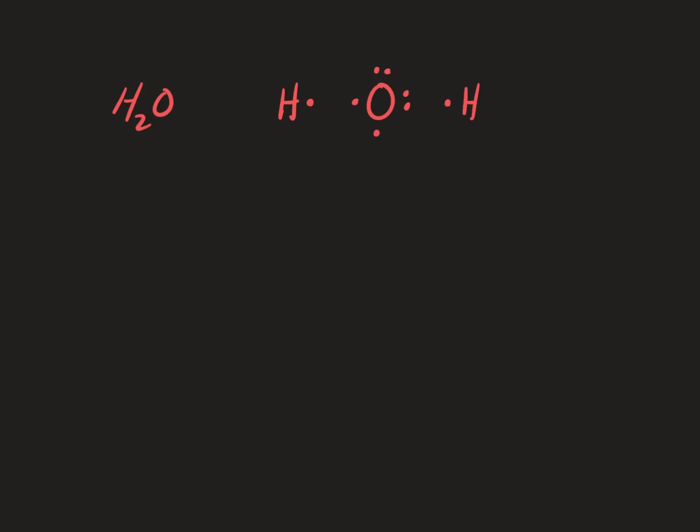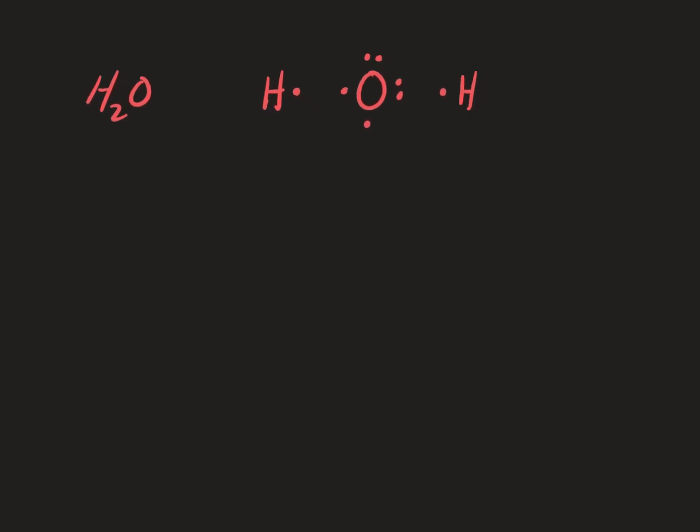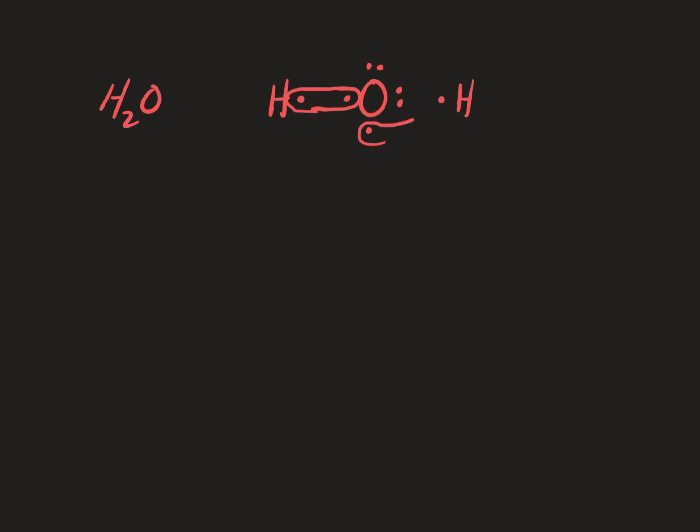So what electrons are going to be shared? Well, these 2 electrons will be shared. They will form a covalent bond, and these 2 electrons will be shared to form a covalent bond. That's 2 covalent bonds. Another way of writing that would be to say, okay, I've got these lone pair electrons, I've got a hydrogen and another hydrogen.